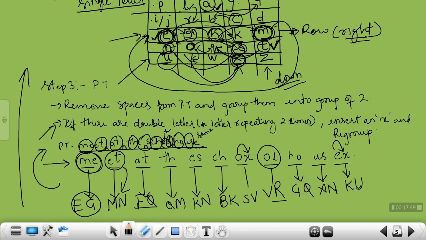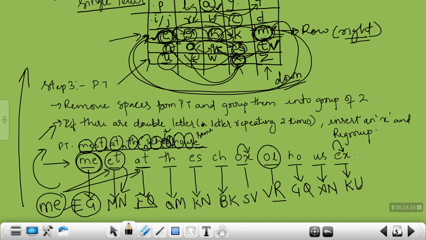When they are in the same row, for my encryption I went to the right. For my decryption, I have to go to the left. So my G will be nothing but E, and my E will be nothing but M. So again I am getting my plain text as ME. Similarly, you can do it for all the remaining pairs of characters that we have taken.